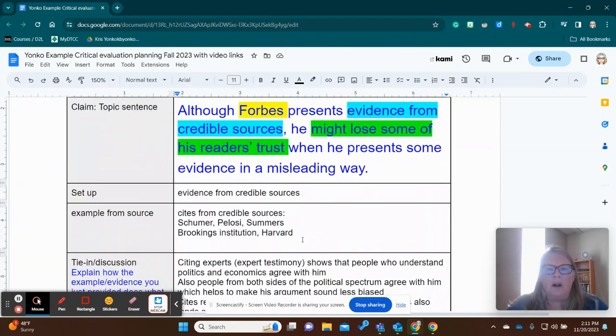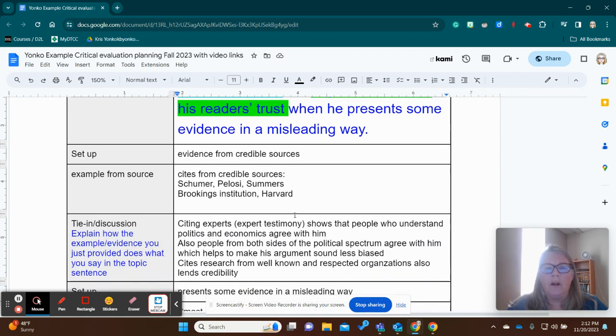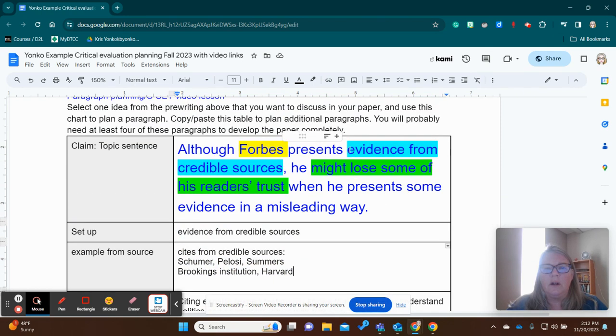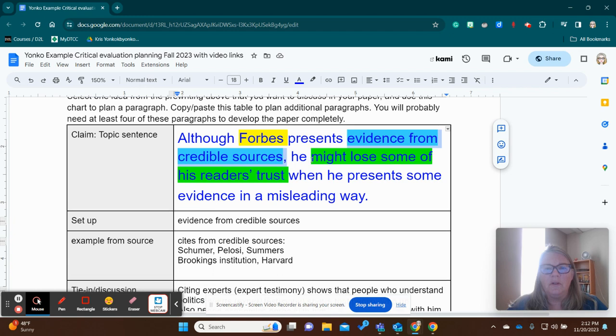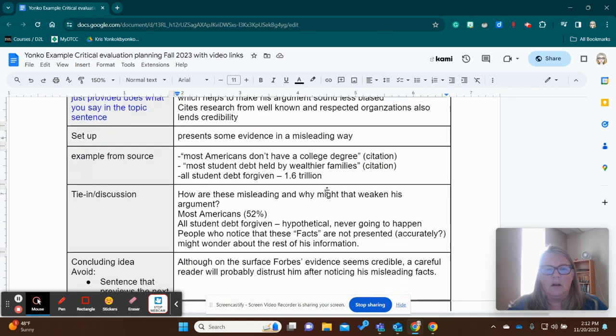So again, the process here, first thing you have to have is a strong topic sentence. If you haven't run your topic sentences by me yet and you want to, that's probably a good idea. After you have your topic sentence, you want to figure out what your examples or evidence will be. All right, so look at what you say you're going to talk about, evidence from credible sources, and then bring it in. All right. And here's my examples here.